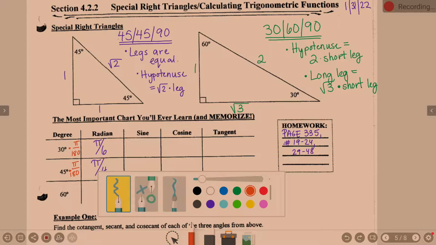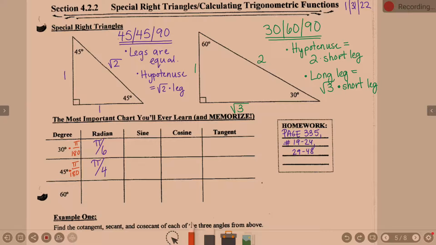Last one, 60 degrees. Again, multiply by pi over 180 in an effort to change it to radians. How many 60s in 180? 3, so this is pi over 3.